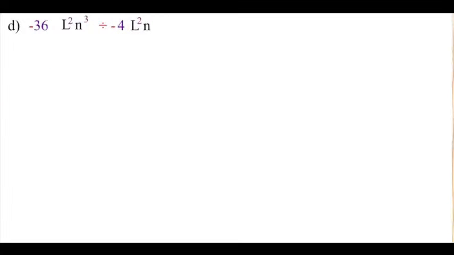D. Negative 36 l squared n to the power 3 divided by negative 4 l squared n. The answer, negative 36 l to the power 2 n to the power 3 over negative 4 l squared n equals 9 n squared.